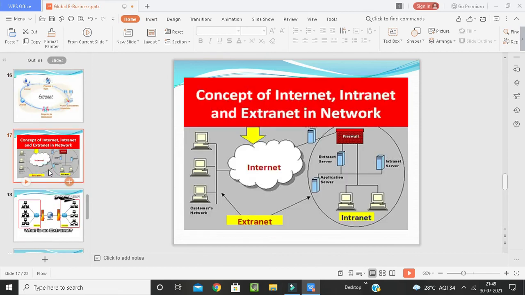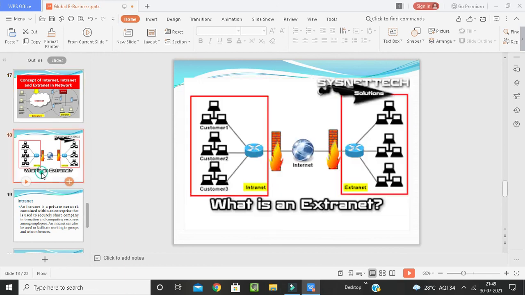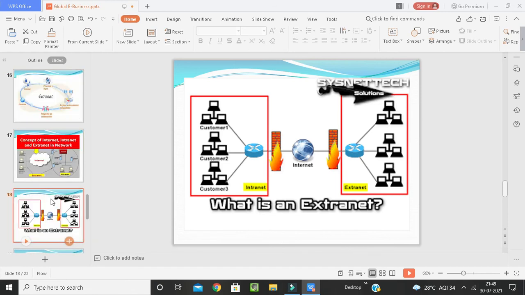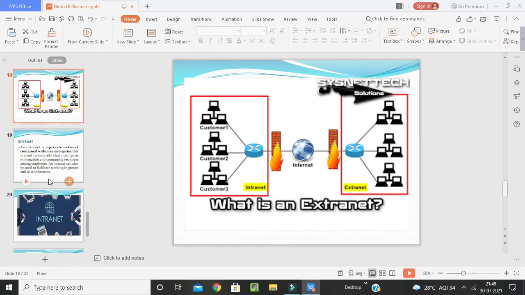Now, in today's class, what is the difference between internet, extranet, and intranet? By this, you will be able to understand how the internet is working, how the extranet is connecting, and how the intranet is connecting. Now, what is an extranet? Then what is an intranet? An extranet is nothing but connecting internals to internals, that means a group of internal users, with the entry of an outsider user being external.